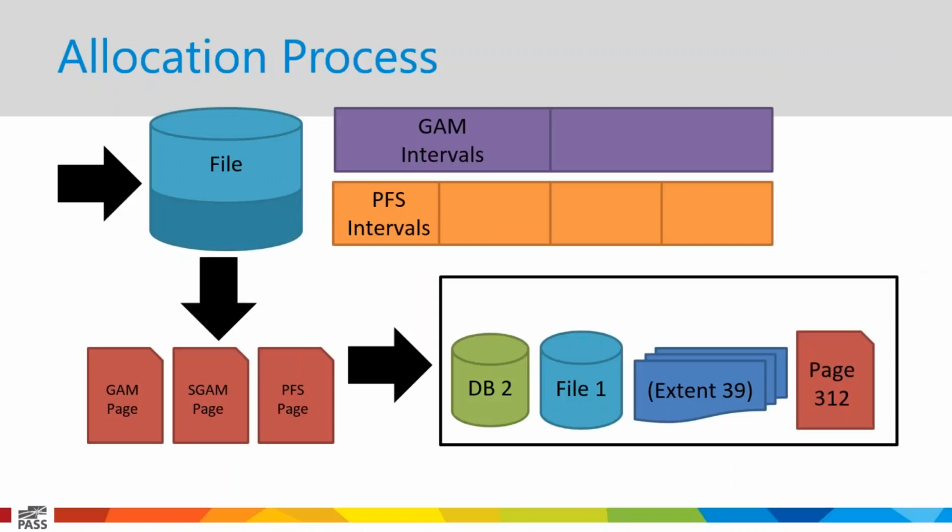So the allocation process for a new object in Tempdb or in any database is that the allocation goes to a particular file. In that file, we have a GAM page, an SGAM, and a PFS page that helps identify where things are available. So we have the GAM page associated with the GAM intervals, the SGAM page also associated with the GAM intervals, and the PFS page associated with the PFS intervals. And using this and reading these 3 pages, SQL Server is able to identify that this allocation is going to occur in database 2, file 1, extent 39, page 312.